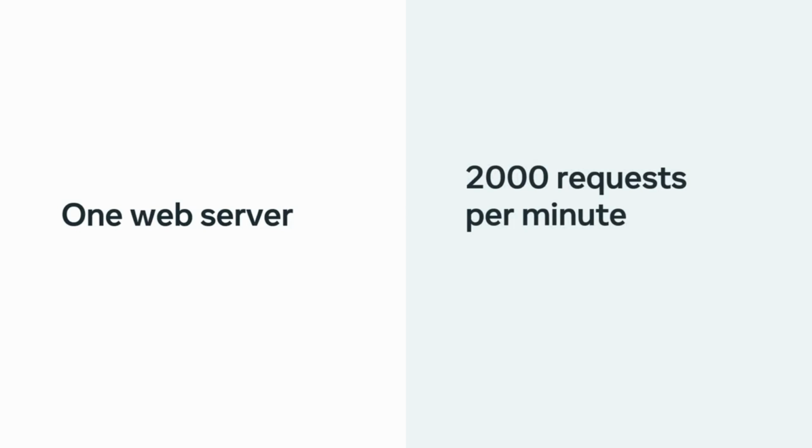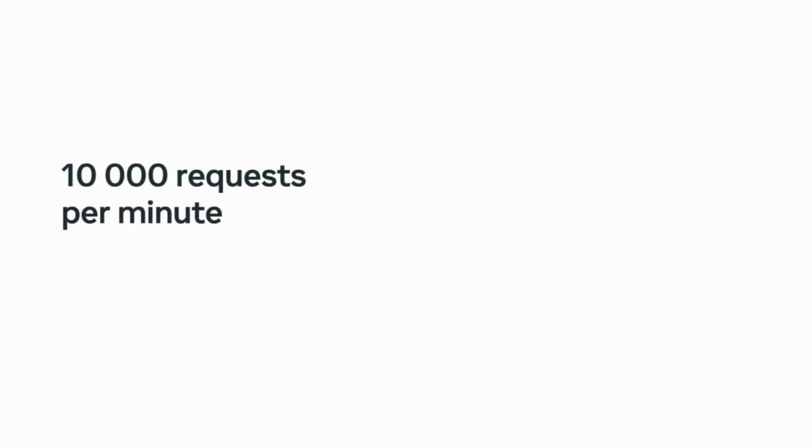In this process, you add nodes or virtual servers as the load goes up and remove the nodes when they go down. For example, if one web server can handle 2,000 requests per minute, to withstand the load of 10,000 requests per minute, you need to add 4 extra nodes to the web server. So 5 nodes will be capable of handling 10,000 requests per minute without any issues.